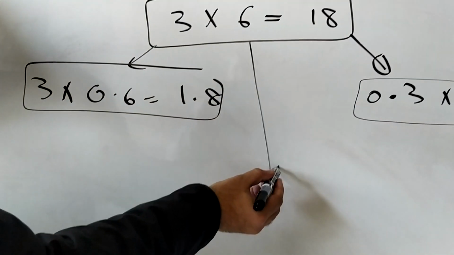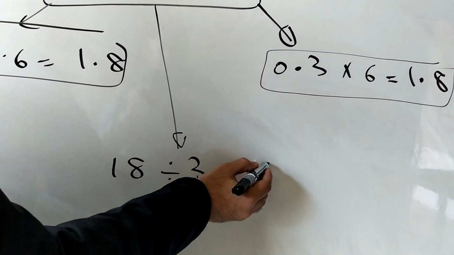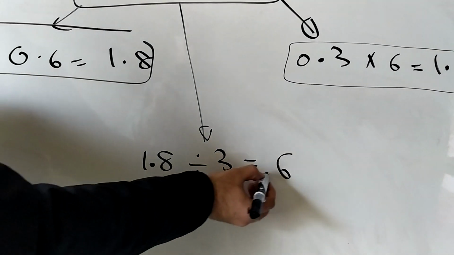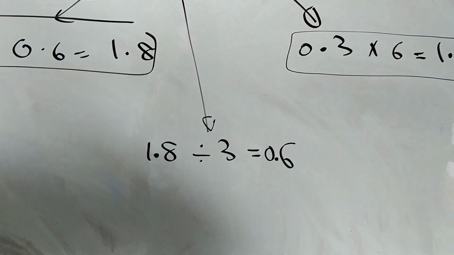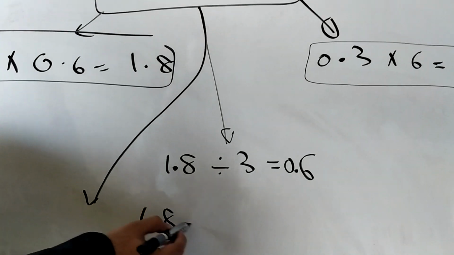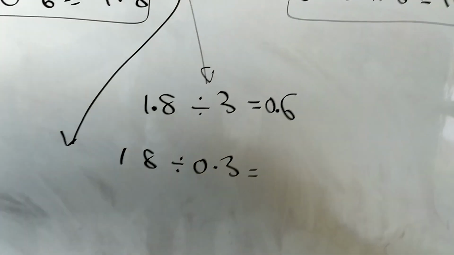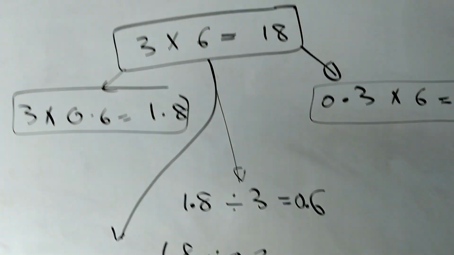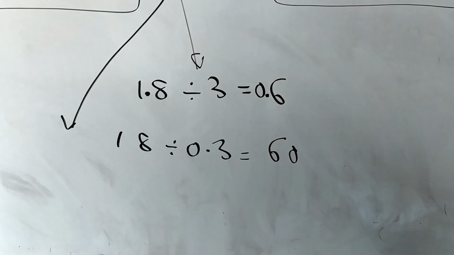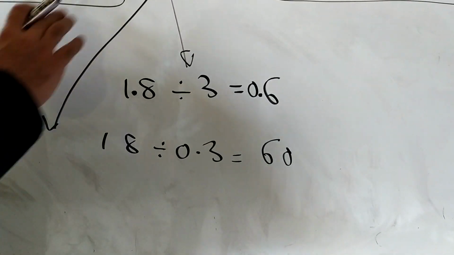Okay? Also, we can derive this fact. 18 divided by 3 equals 6. If we put, for example, here the point, we can put here the point. Okay? Also, we can say 18 divided by 0.3. Okay? Equals what? Equals 60. Okay? 18 divided by 0.3 equals 60. Okay. Now we can derive these facts.